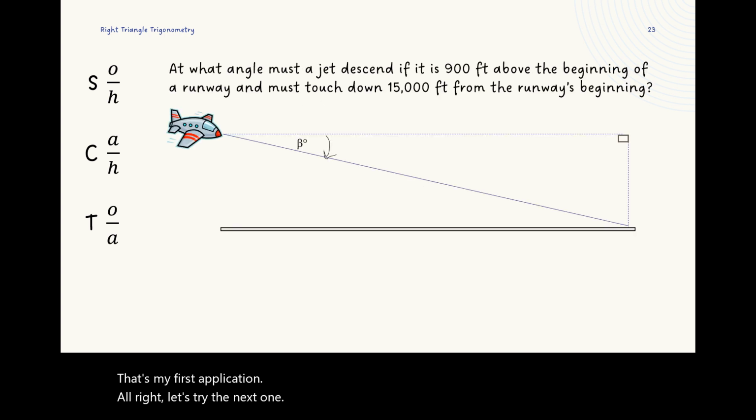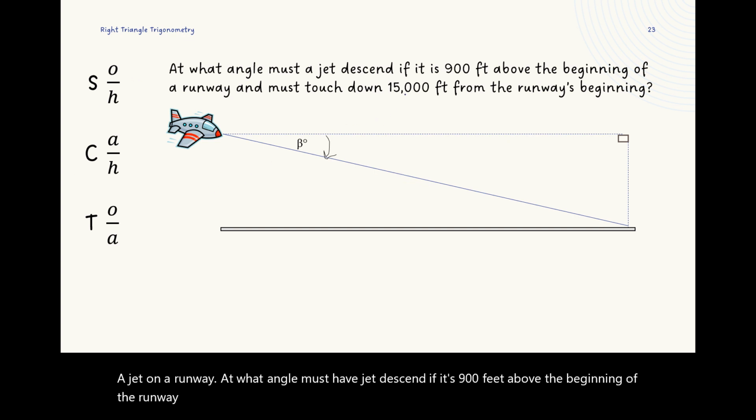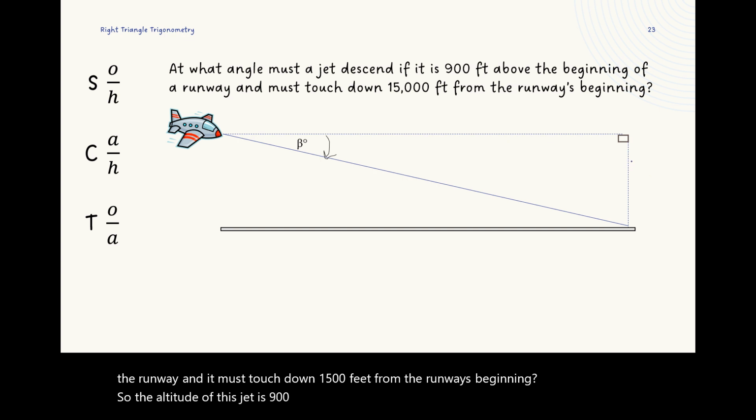Here we have a jet on a runway. At what angle must a jet descend if it's 900 feet above the beginning of the runway, and it must touch down 1,500 feet from the runway's beginning? So the altitude of this jet is 900 feet. I'm going to write it over here.